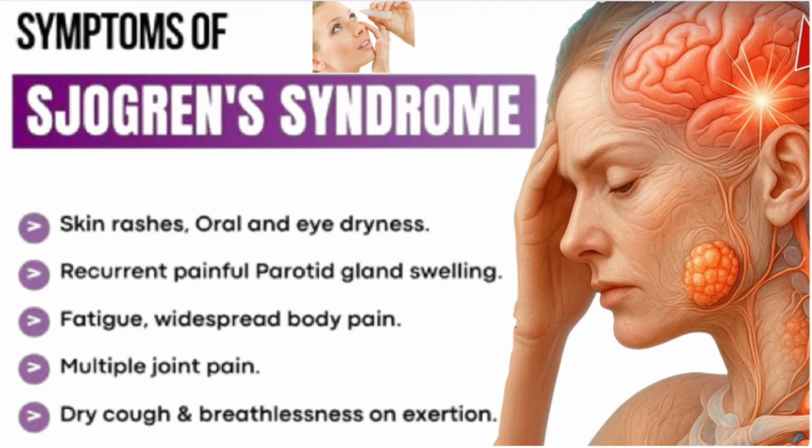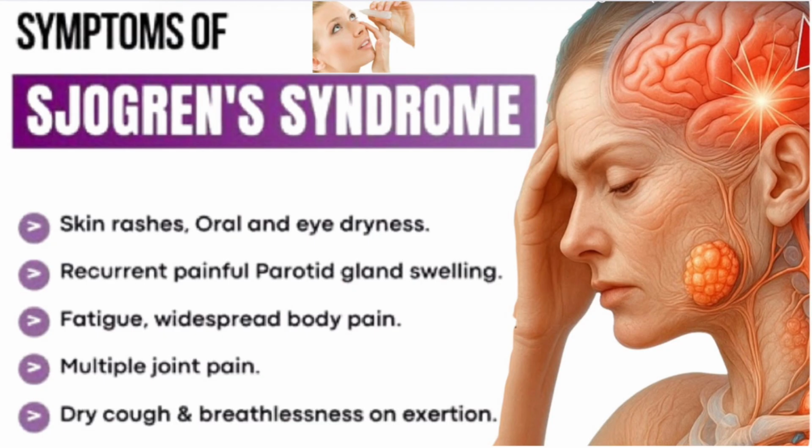Next, we check autoantibodies. Anti-Ro/SSA and anti-La/SSB are the hallmark antibodies of Sjögren's. ANA and rheumatoid factor may also be positive, reflecting autoimmune activation. These antibodies are not only diagnostic, but also indicate risk of extraglandular involvement.